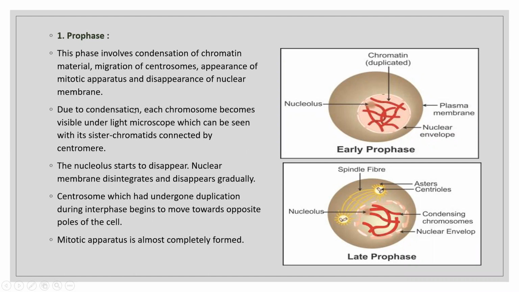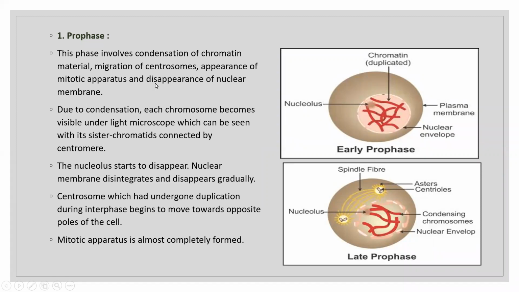Now, due to condensation, each chromosome becomes visible under a light microscope, which can be seen with its sister chromatids connected by a centromere. As we had seen, initially the chromatin material is in the form of thin thread-like structures, but in late prophase, this was the case in early prophase. In early prophase, the nucleolus is also very distinct. Whereas the nuclear envelope is a protective covering around the nucleus.